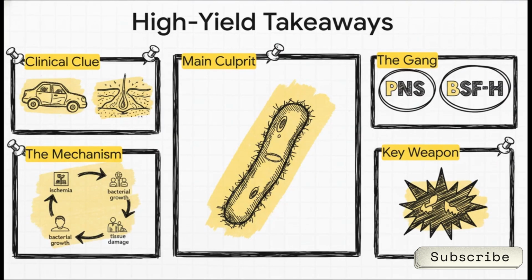Okay, let's do a super quick rundown of the absolute must-know points for your exam. You see a road traffic accident plus crepitus, you think gas gangrene. The main culprit? C. perfringens. Don't forget its gang, you remember them with the mnemonics PNS and BSFH. The core mechanism is that vicious cycle of ischemia and bacterial growth, and the number one weapon in their arsenal is alpha toxin. Got it?